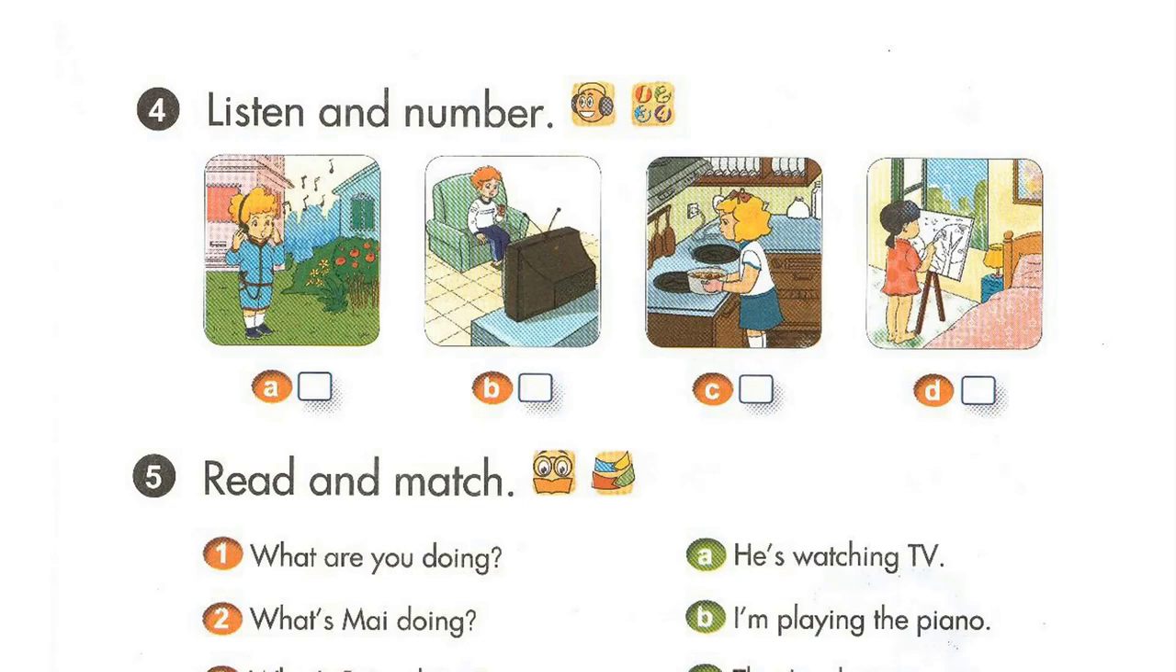Page 55. Lesson 2. Activity 4. Listen and number. 1. Where's Tony? He's in the living room. What's he doing? He's watching TV. 2. Where's Mai? She's in her bedroom. What's she doing? She's drawing a picture. 3. Where's Peter? He's in the garden. What's he doing? He's listening to music. 4. Where's Linda? She's in the kitchen. What's she doing there? She's cooking.